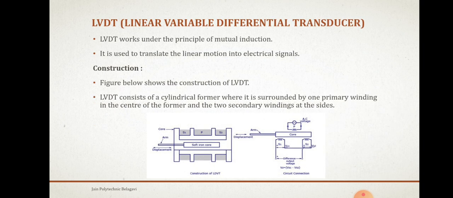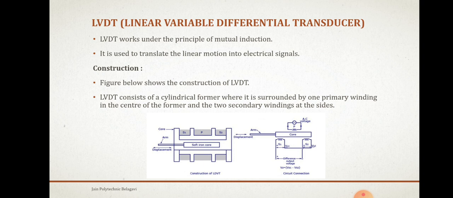The next one, LVDT, that is nothing but linear variable differential transformer. Okay. So this linear variable differential transformer, you can see over there in the diagram, it works under the principle of what? Mutual induction. Okay. Then next, it is used to translate the linear motion into electrical signals. So the soft iron core will be moved by the arm. Due to that movement, it will translate that linear motion into electrical signal.